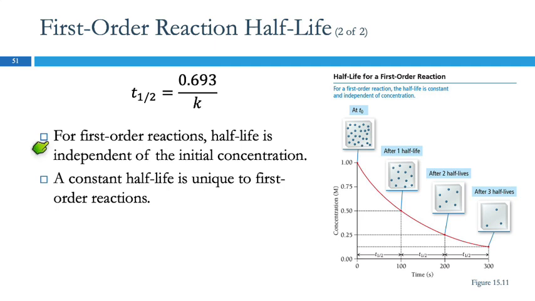So for first order reactions, the half-life is independent of the initial concentration. It just doesn't matter how much there was to start with, the half-life is always the same. So that constant half-life is unique to first order reactions. For zero and second order, the half-life will change. Any questions?